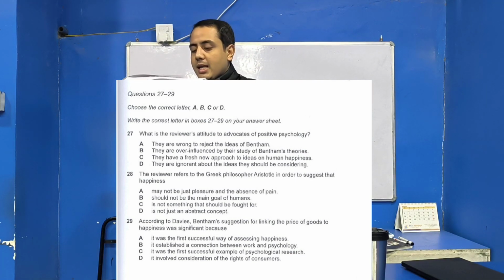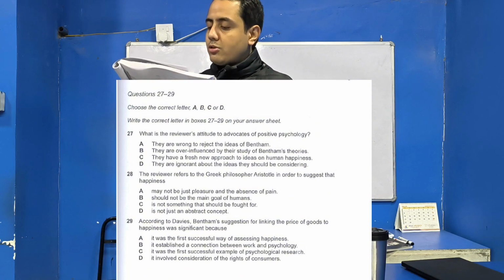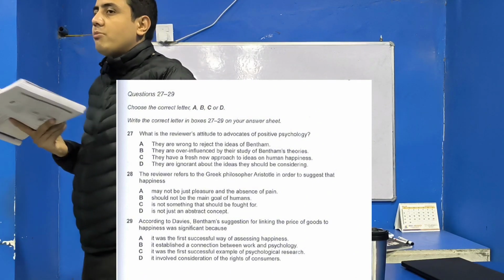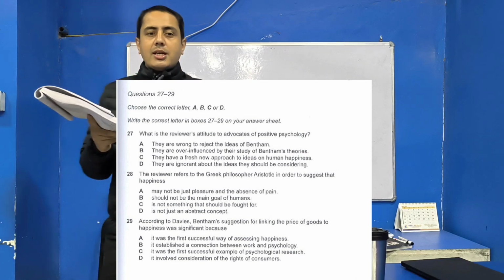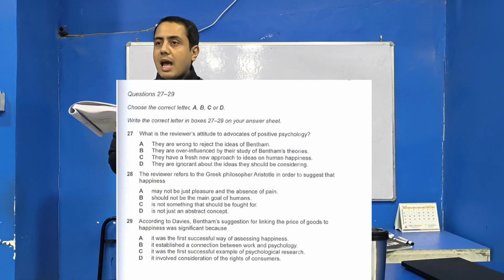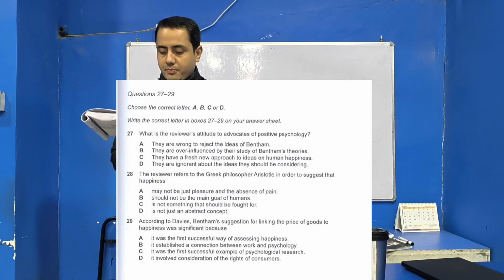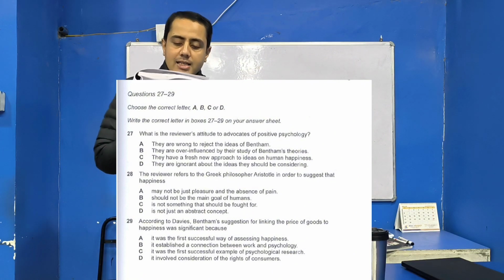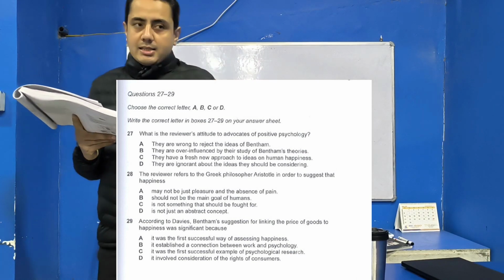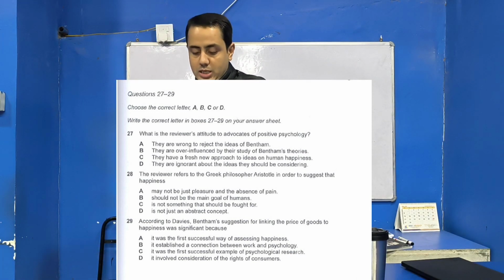Number C, they have a fresh new approach to ideas and human happiness. So whatever human happiness is, how to get human happiness. Approach means how do you study or how do you get human happiness. They have a new idea about that. And number D, they are ignorant. Ignorant means they don't know about the ideas they should be considering. So there are some ideas they don't know about. These are the four options.